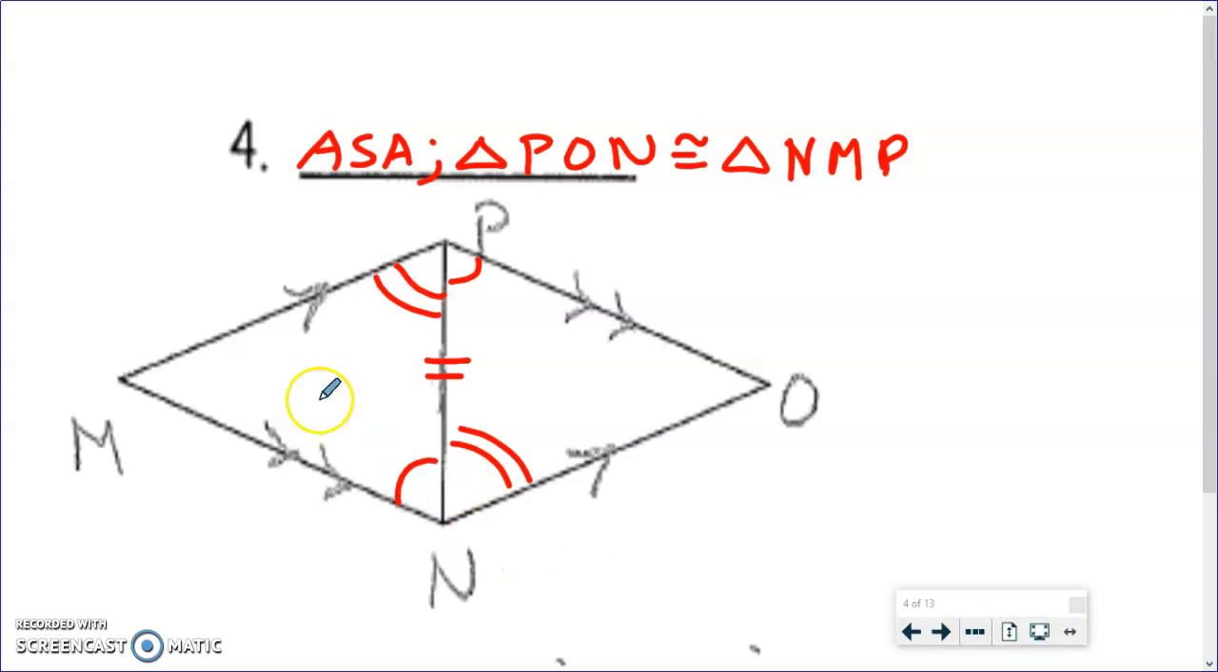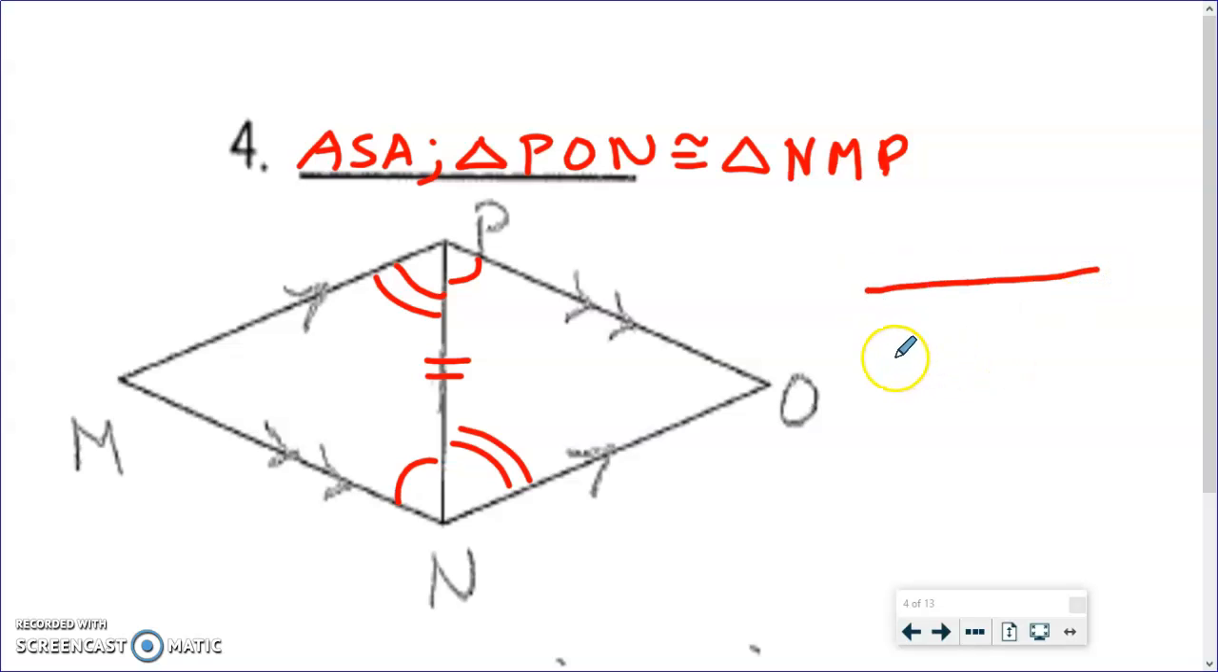Number 4 here. One common mistake is a lot of people think the parallel lines here, the arrows meaning the lines are parallel, means they're congruent. They're not. So we don't know what the length of these sides are. All we know is that they're parallel to each other. So here we get alternate interior angles, with PN as a transversal between them.